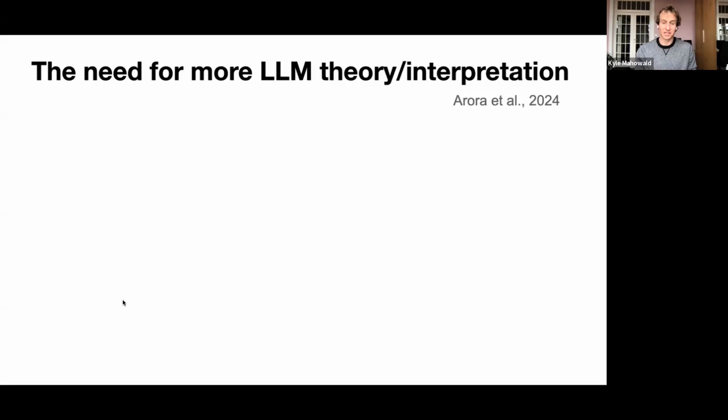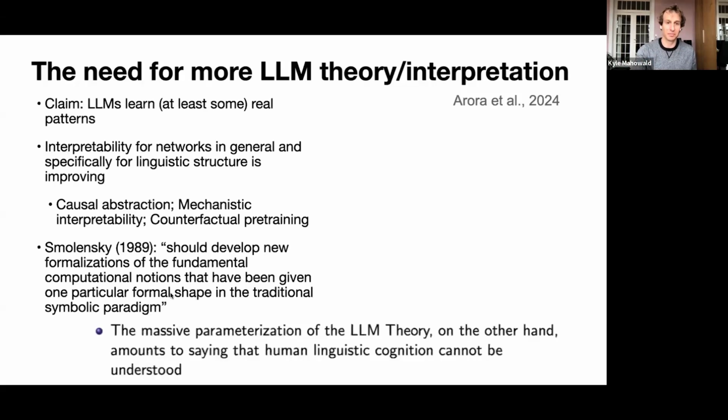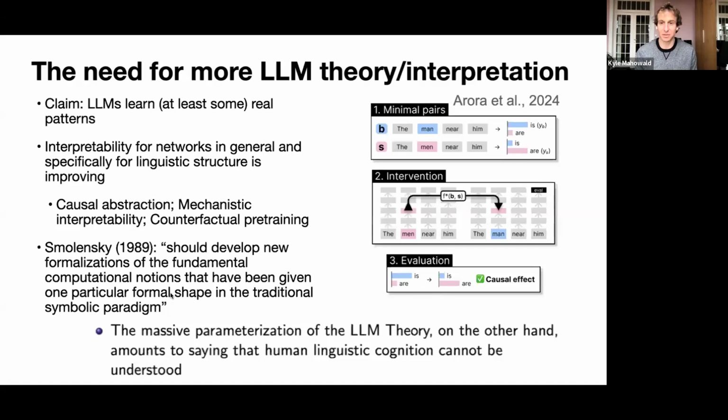Right, and then I guess the final thing to say is there's a huge amount of work now going on in, sorry, animations got messed up here, right? In causal abstraction and mechanistic interpretability and counterfactual pre-training and all kinds of methods for trying to better understand what's happening in here, right? And this goes back a long time. Smolensky in '89 said we should develop new formalizations of the fundamental computational notions that have been given one particular formal shape in the traditional symbolic paradigm.